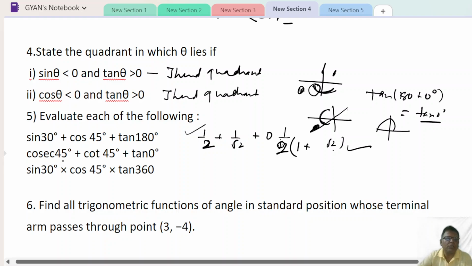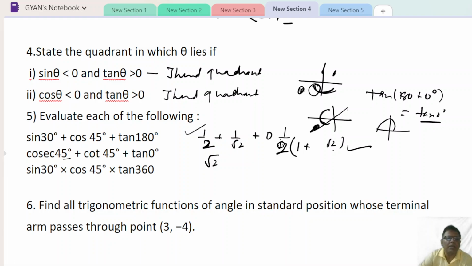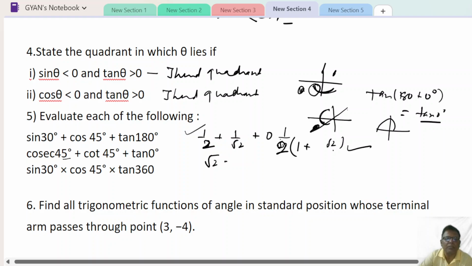Now look, cosec 45 degree. Cosec 45 is the reciprocal of sine 45, 1 by root 2, so this value will be root 2. Tan 45 is 1, and cot 45 is the reciprocal of 1, which is 1, and this is tan 0, which is 0. So this answer is root 2 plus 1. Now take this one, tan 360 degree. Tan 360 degree means it will come to tan 0, 0, so it will become 0. No need to do anything further. Now come to the sixth question.